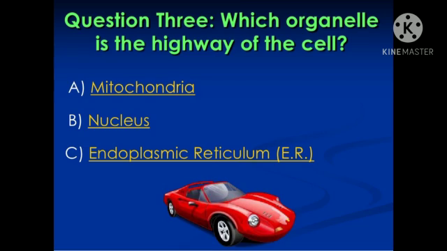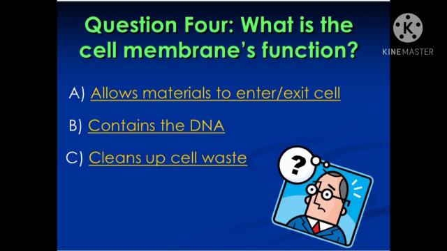Question number 3. Which organelle is the highway of the cell? Mitochondria, nucleus, endoplasmic reticulum. Mitochondria is the powerhouse. Nucleus is the control unit. Then endoplasmic reticulum is the highway.